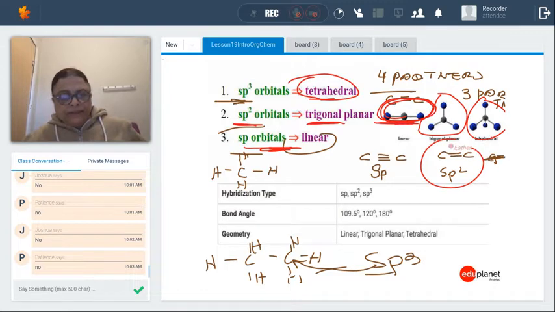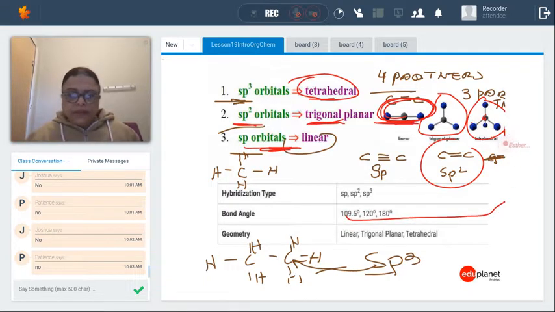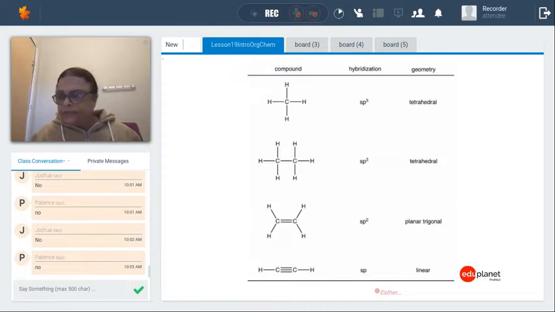Double bond, that section is going to be trigonal planar. And carbon that is having 4 partners, sp3, will be tetrahedral. Bond angle of tetrahedral, 109.5. Bond angle of trigonal planar, 120. 180 for linear. This is something that we need to bear in mind. Are there any questions?